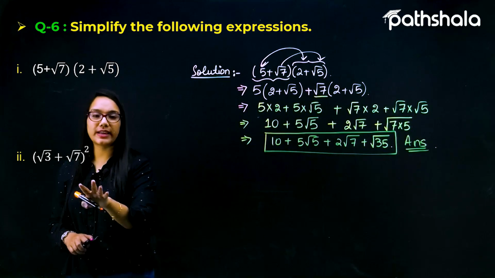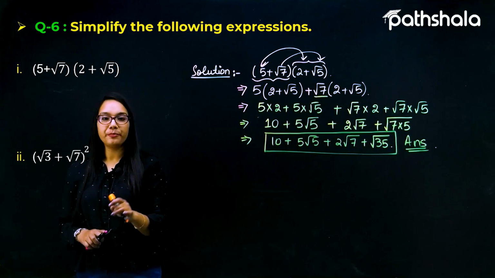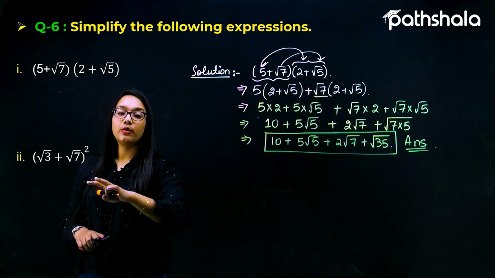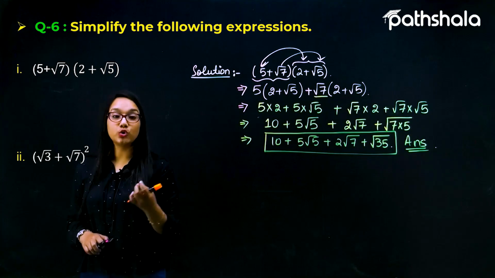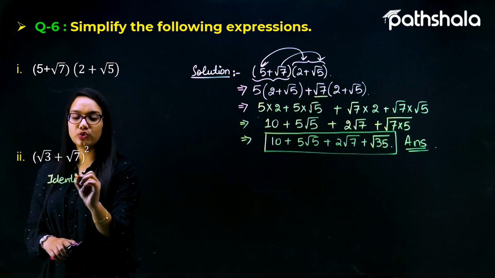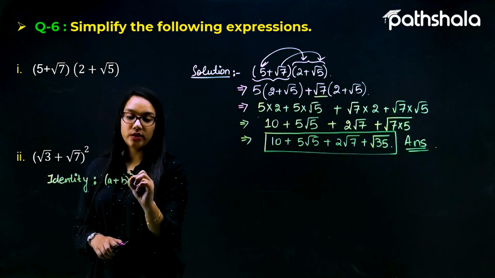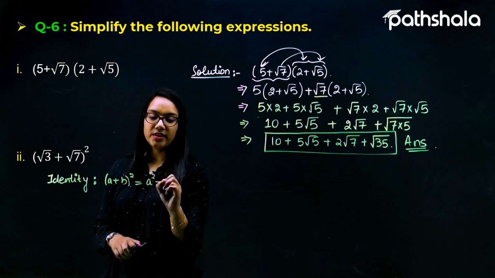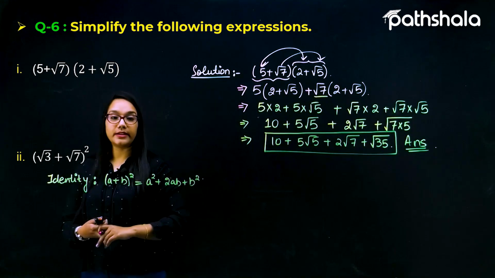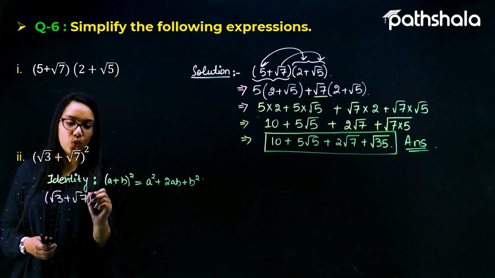So let's just move on towards the second part. We have to solve this particular expression, root 3 plus root 7 whole square. As we know, we have an algebraic identity which has a whole square outside the two terms. The identity we are using here in order to solve this expression is a plus b whole square. We know that a plus b whole square is nothing but a square plus 2ab plus b square. So we use this identity, and we have root 3 plus root 7 whole square.